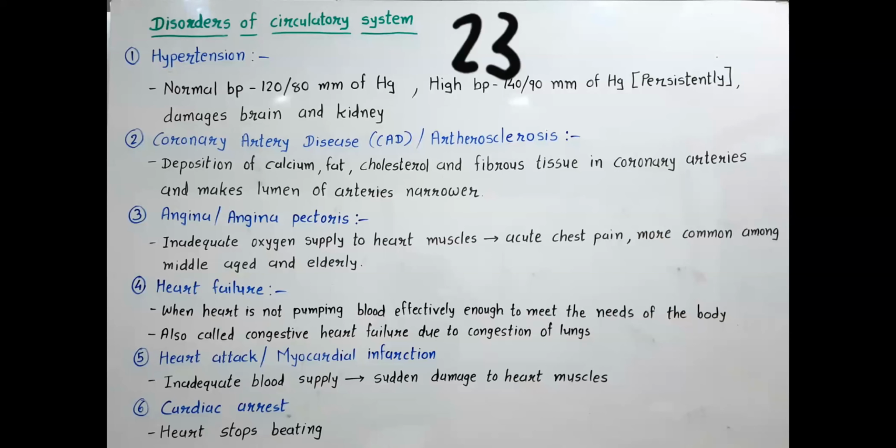So let's see the last topic in the chapter. The disorders of circulatory system is our last topic. Related to every system, you must have studied about the diseases and disorders. Digestive system is completed, respiratory system is also completed, so you must have studied some of the disorders there. In the same manner, with our circulatory system also, we have to study certain disorders.